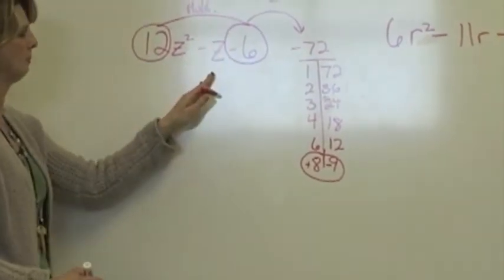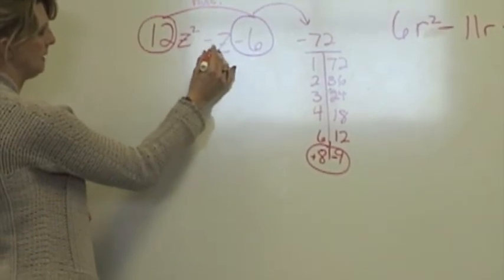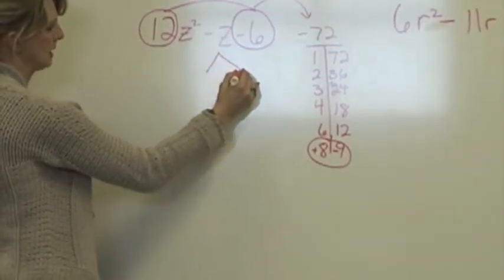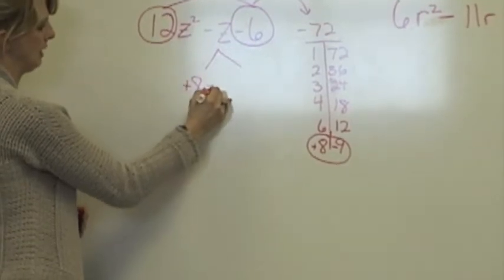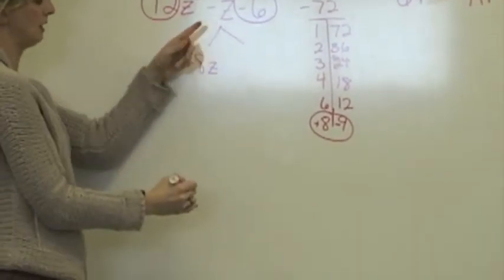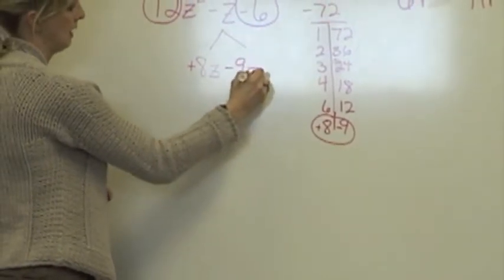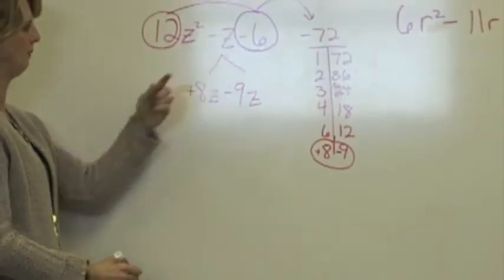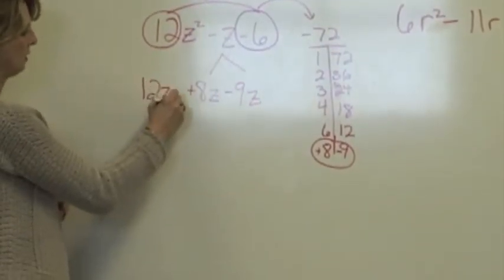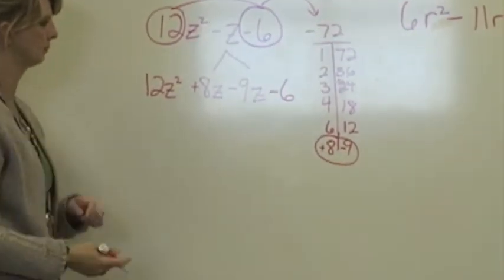So the method called splitting the middle is just that. We take the middle term here, the negative z or minus z, and split it into the two things that add to be negative 1z, and that's positive 8z minus 9z, which add to be negative 1. Let's put our 12z squared in the front and our minus 6.